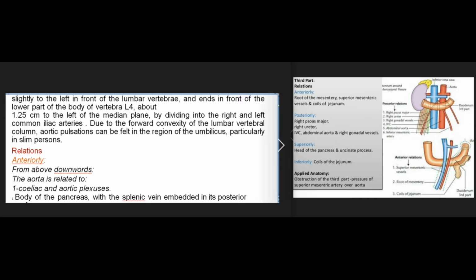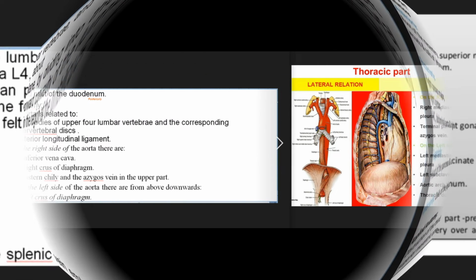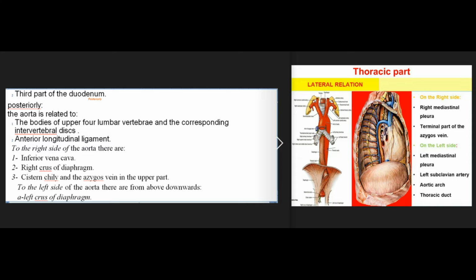Due to the forward convexity of the lumbar vertebral column, aortic pulsations can be felt in the region of the umbilicus, particularly in slim persons. Relations. Anteriorly, from above downwards, the aorta is related to 1. Coeliac and aortic plexuses. 2. Body of the pancreas, with the splenic vein embedded in its posterior surface. 3. Third part of the duodenum.